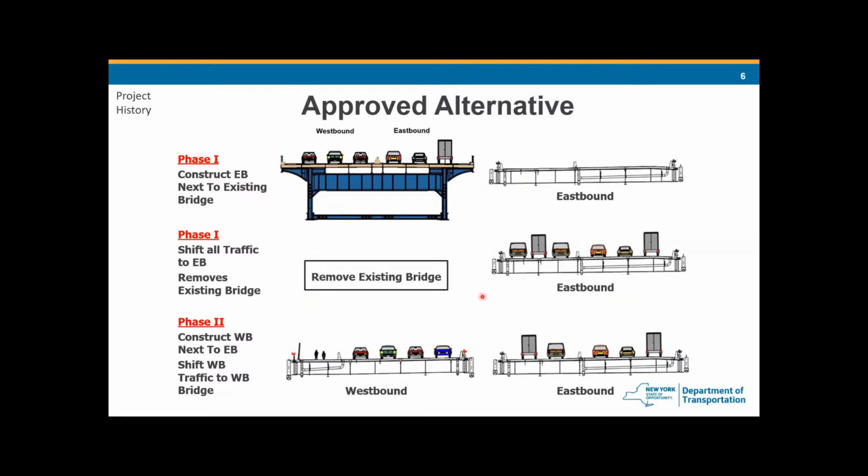On the screen is the construction sequence for phase 1 and phase 2. For phase 1, start to build a new eastbound bridge next to the existing bridge, then shift all existing 6-lane traffic from the existing bridge to the new eastbound bridge, then remove the existing bridge. Then phase 2 is to build a new westbound bridge next to the eastbound bridge, then shift the westbound traffic from the eastbound to the westbound roadway, and also open a pedestrian walkway too.